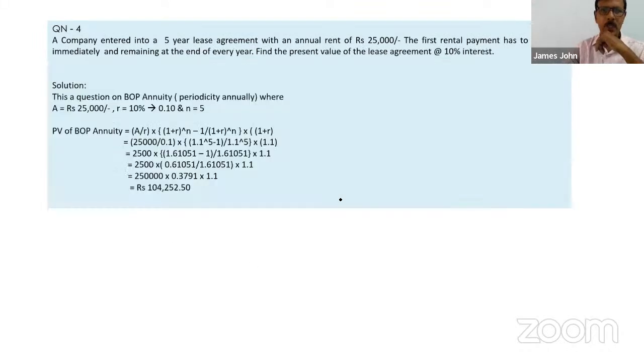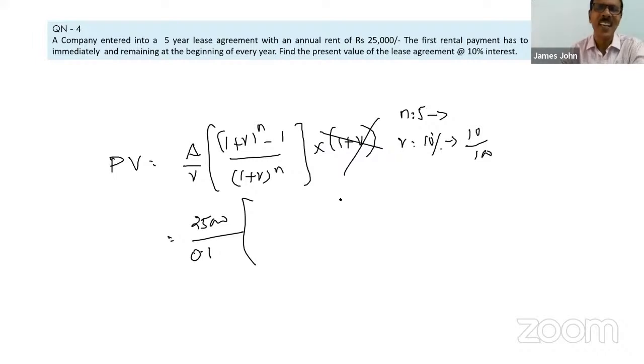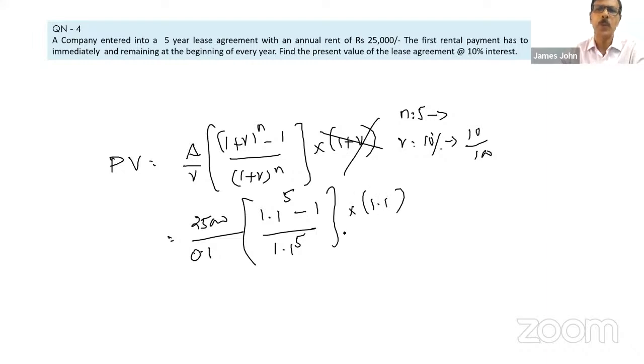Sir, one second. Present value. Yes, it is there, present value, sir. Only the ordinary annuity is not there. You are confusing me. It is there for both. Beginning of the period annuity, for both, the formula 1 plus r is there. So 25,000 by 0.1 into 1.1 raised to 5 minus 1 by 1.1 raised to 5 into 1.1.